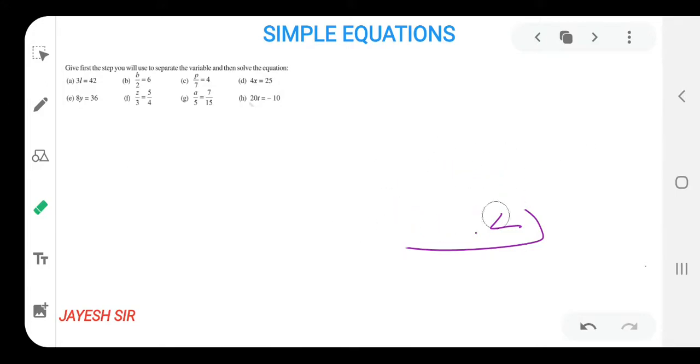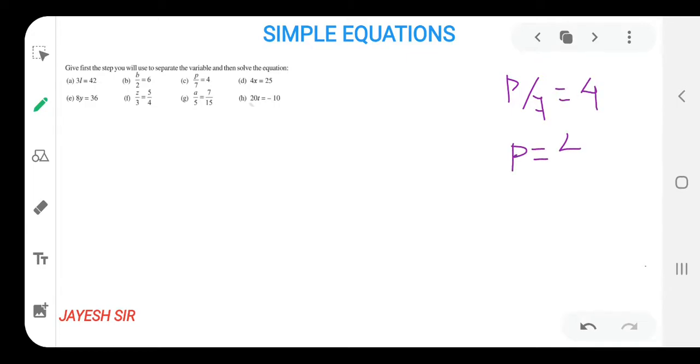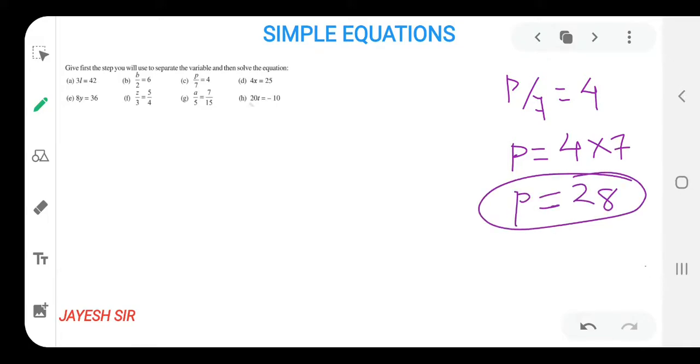So I'm solving the next sum over here so that we can find a suitable space for solving it. P by 7 equals 4. Again 7 is in division. After going that side it will become multiplication. 7 into 4, P equals 7 4s are 28. So the value of P I am obtaining is 28 over here.